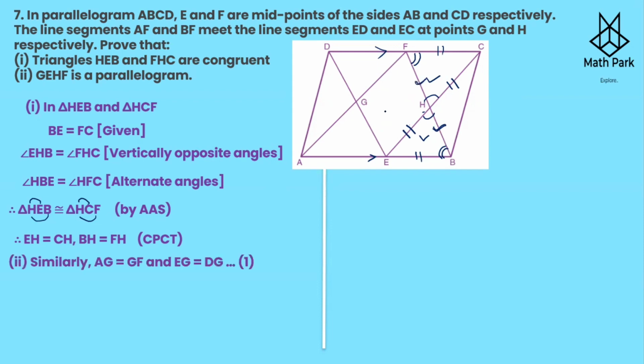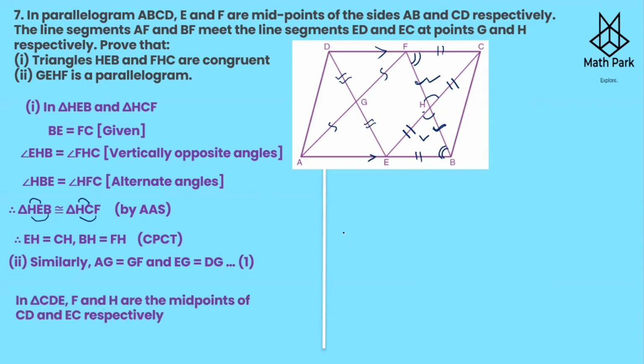Now, similarly, triangle DGF and triangle AGE can be proved congruent, and you will get AG is equal to GF and EG is equal to DG. We will not prove these two triangles congruent again. Got it? So let this be our equation number 1.